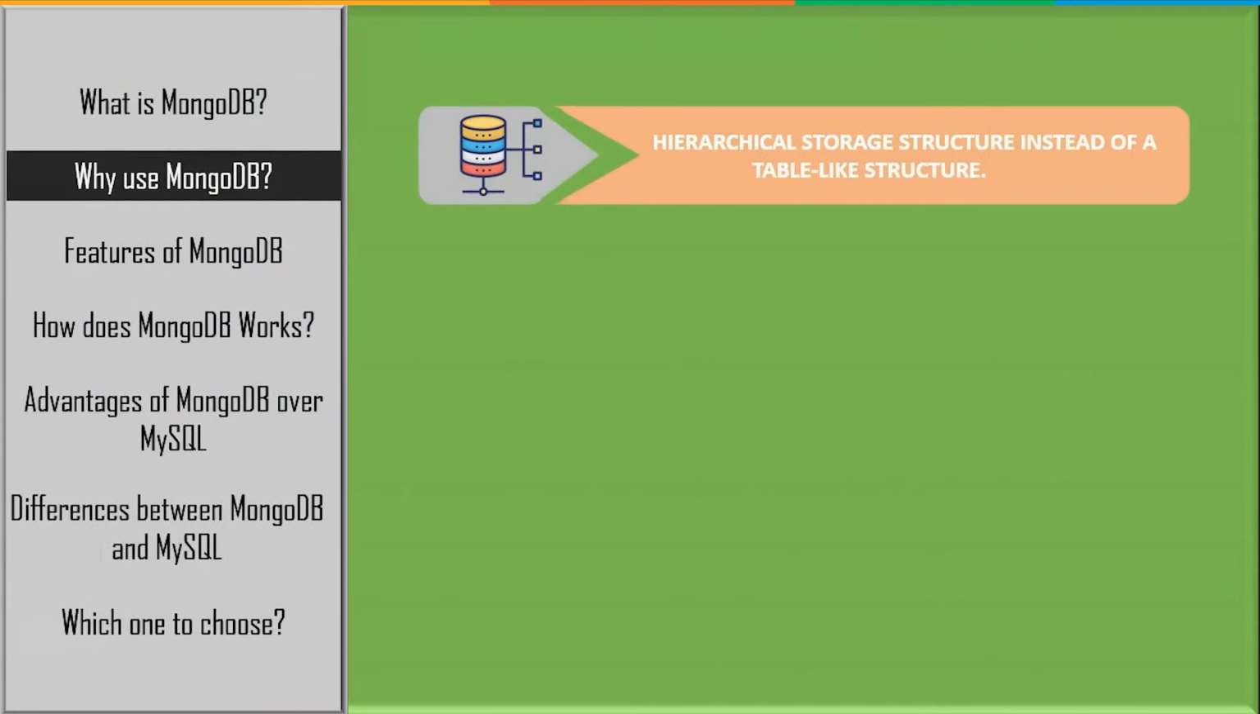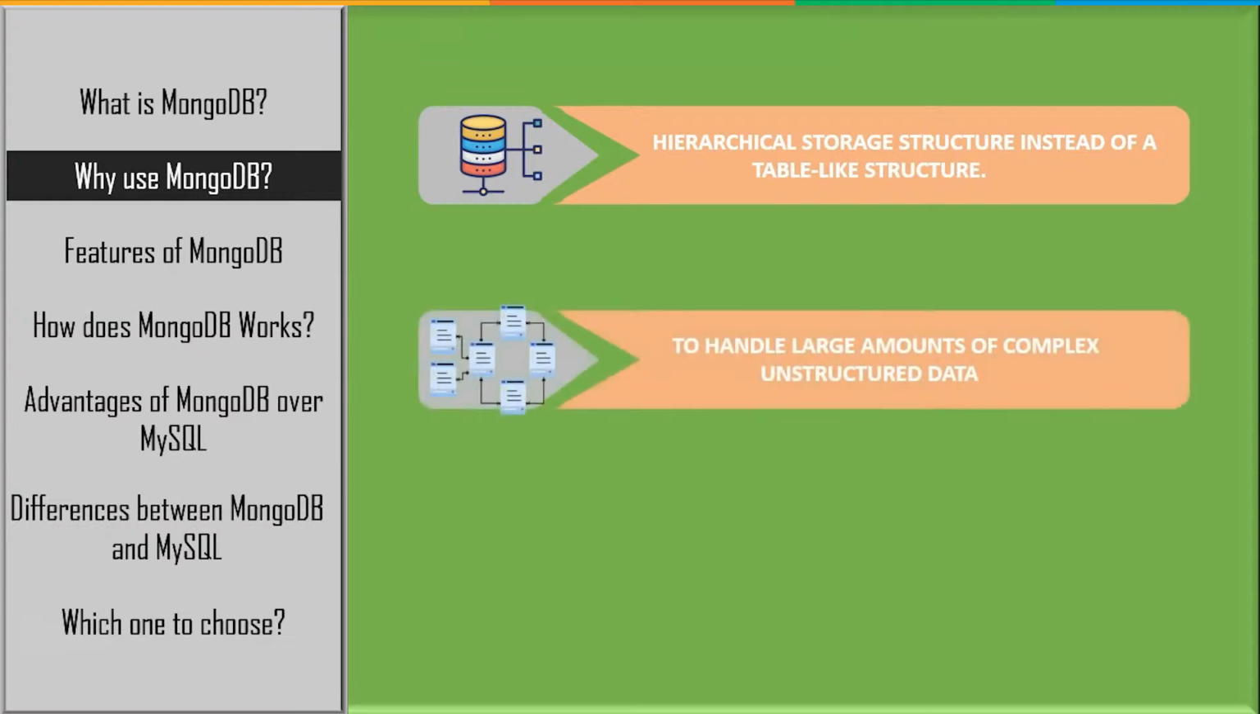So let us now move ahead and discuss why we exactly use MongoDB. Now, MongoDB uses a hierarchical storage structure instead of a table-like structure. As we discussed earlier, an RDBMS stores the data in the form of a table which comprises rows and columns. Now, MongoDB uses documents that contain sub-documents in complex hierarchies, making it expressive and more flexible. Now, MongoDB can map objects from any programming language, ensuring easy implementation and maintenance.